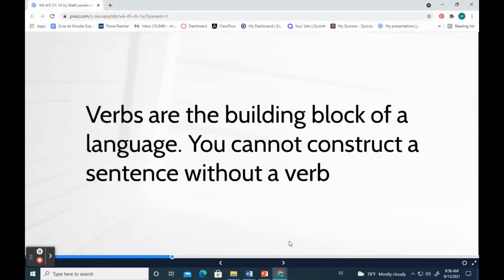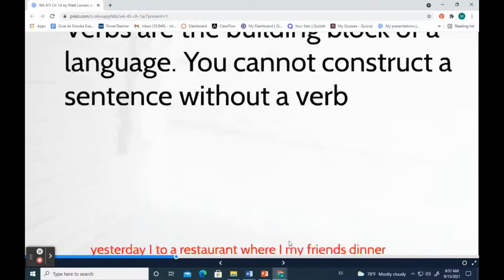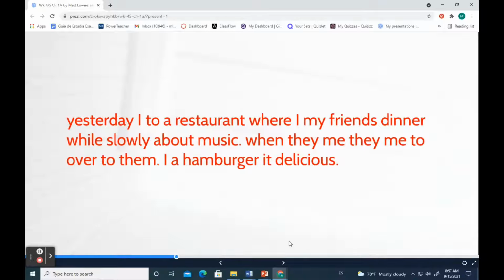We cannot construct a sentence without a verb, all right? That's the case for English and in Spanish. In fact, I want to demonstrate this to you. Look at this paragraph, a very simple paragraph. I've taken all the verbs out. And if we did that, this is what our language would sound like.